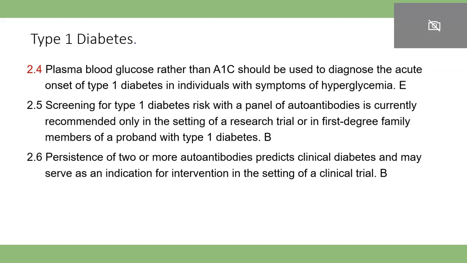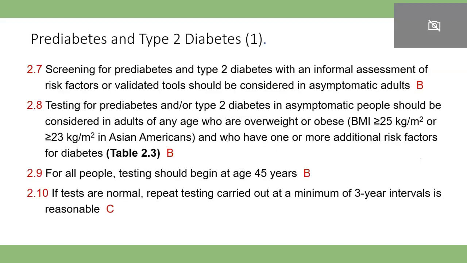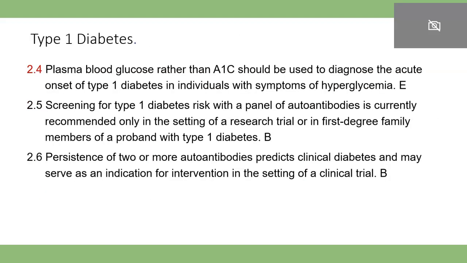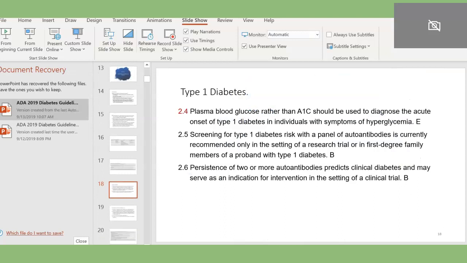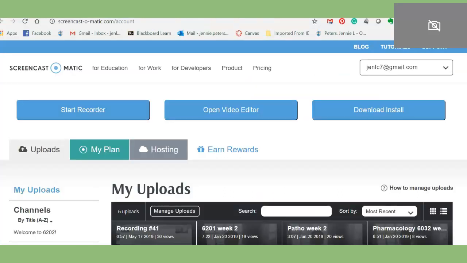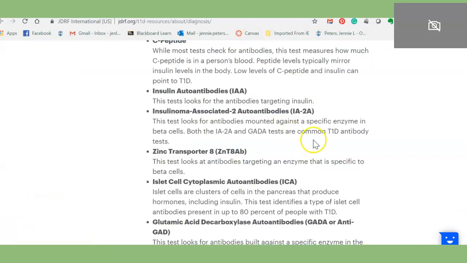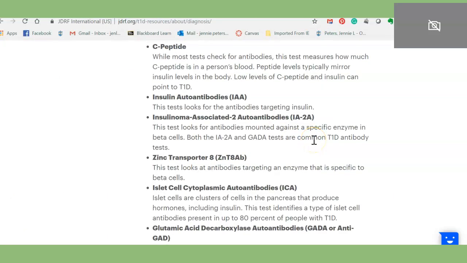So if you have persistence of two or more autoantibodies, it predicts clinical diabetes, and you can use that to do an intervention, meaning you can go further and ask, are we in pre-type 1 diabetes, a stage 1 or a stage 2 process of that. I'm going to escape out here because I do want to show you the lab testing. All right, and I am also putting this in a Word document for you guys to see.